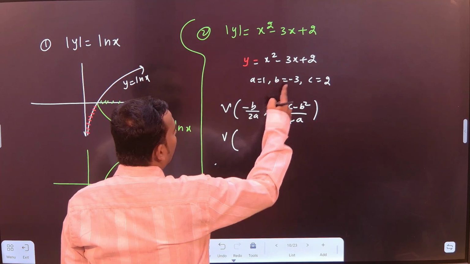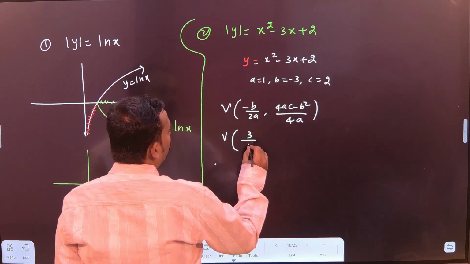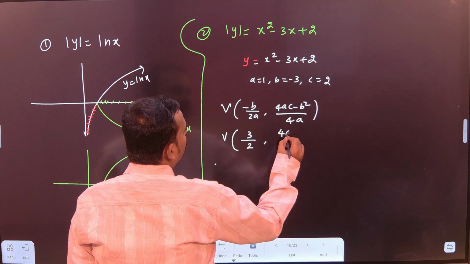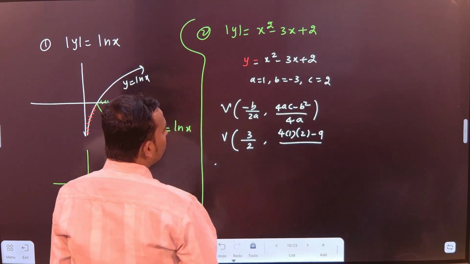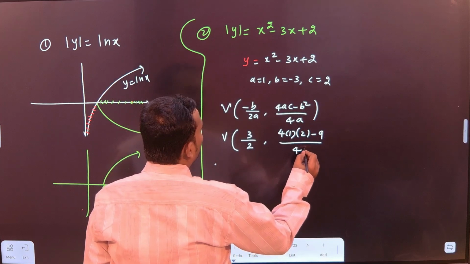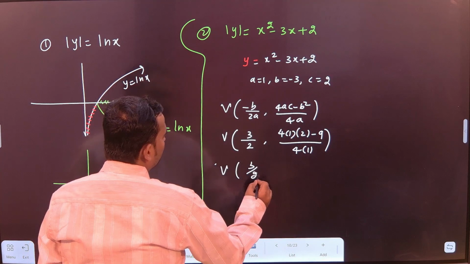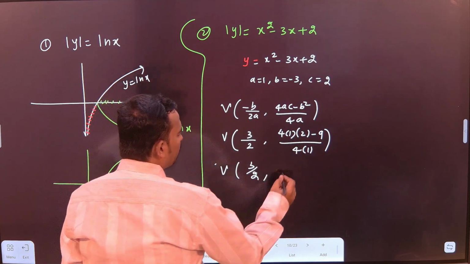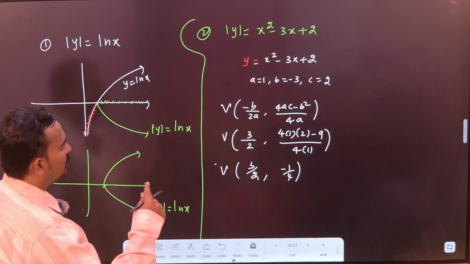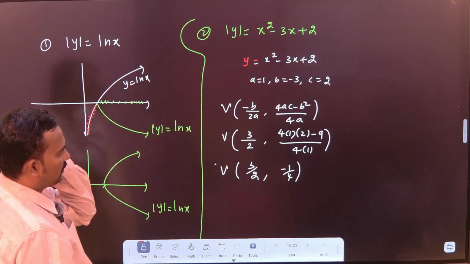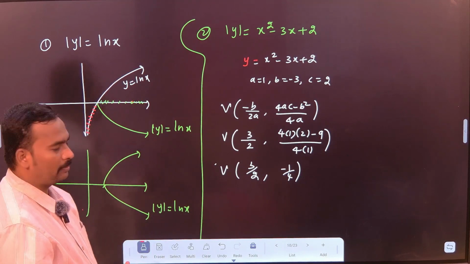So minus of minus 3 is plus 3, so 3 by 2. Then 4 into 1 into c, which is 2, minus b square, which is 9. Solve this: 8 minus 9 is minus 1 by 4. This is your vertex. Check it once again. Yes, correct. So the vertex is 3 by 2 comma minus 1 by 4.